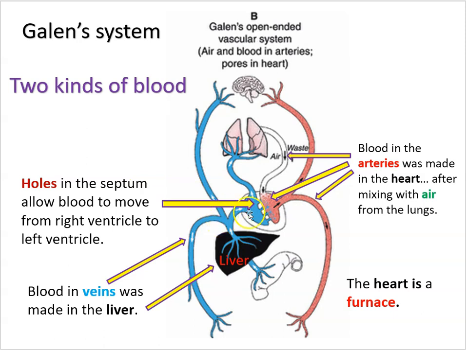Importantly, in order to have blood in the left side of the heart, remember, Galen did not think blood moved through the lungs and back to the heart on the left side. Galen proposed that there were holes in the septum separating the two ventricles, and so blood in the right ventricle could move through the holes into the left ventricle. Now, in the adult, there do not appear to be any visible holes, but Galen thought they were just too small to be seen.